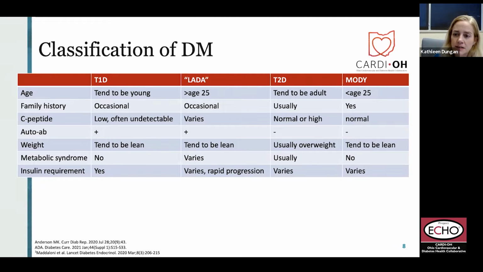On the other hand, on the far right there is MODY, or maturity onset diabetes of youth, or monogenic diabetes, which is another broader term. These, by convention, are people who all have a strong family history, an autosomal dominant pattern of diabetes. They are diagnosed at a younger age, and they tend to be lean. They have a normal C-peptide. And so the key here is that they have negative autoantibodies. And these patients are important to identify for a number of reasons, but I won't get into that. Some of that has to do with treatment decisions.